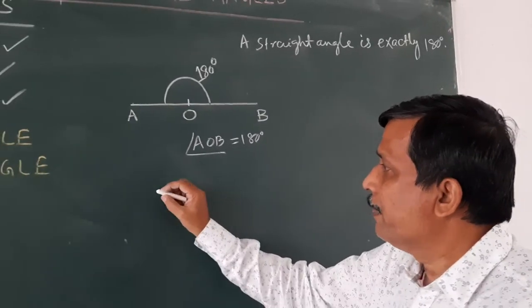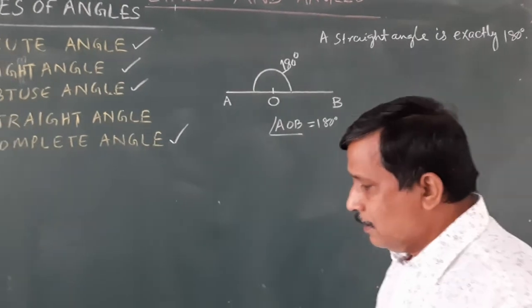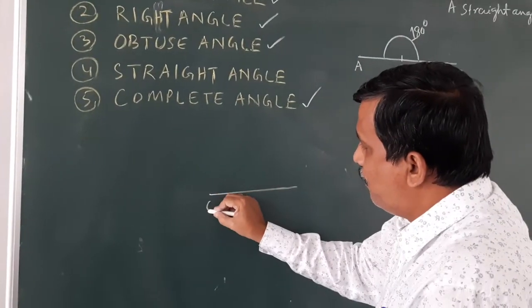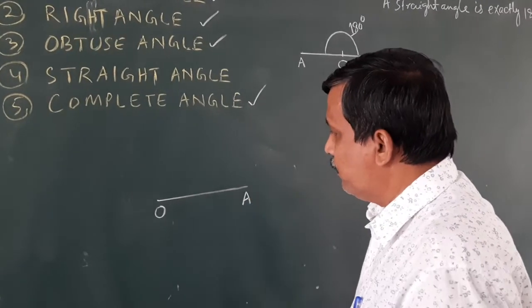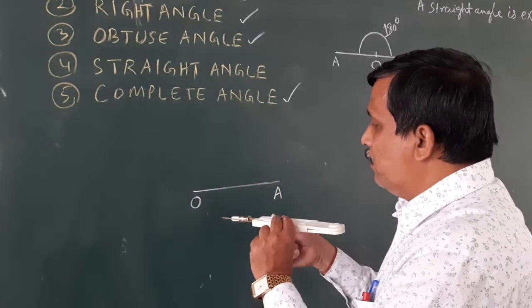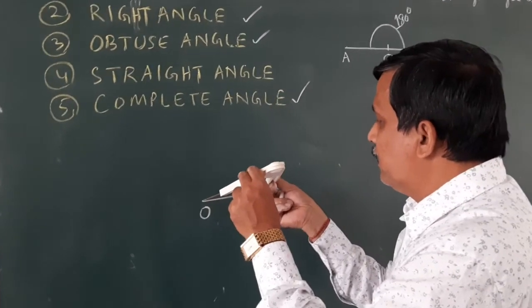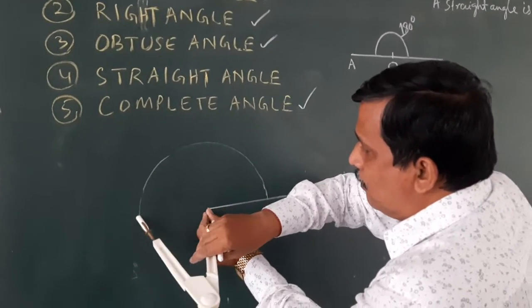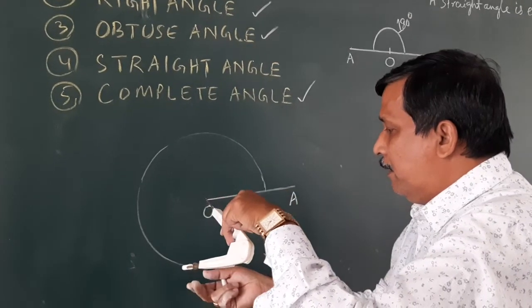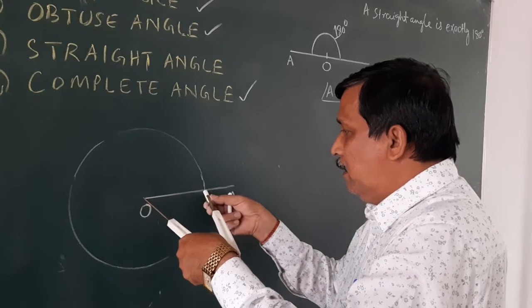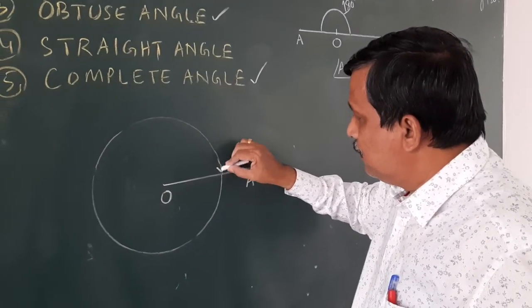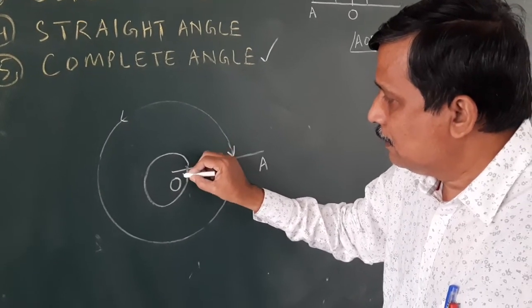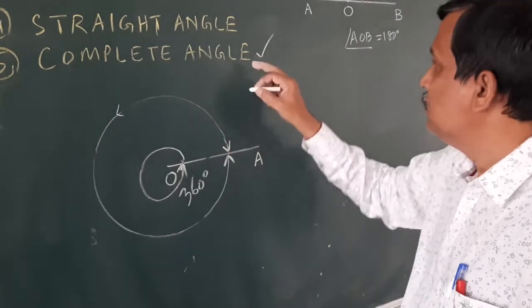Next is your complete angle. Complete angle means, suppose this is a line segment. This is the point O, and this is point A. So line segment OA. Suppose on this line segment OA, you take this compass and make a circle around this point O. Now it is again meeting here. So you will see that this total angle is 360 degrees. So this is your complete angle.